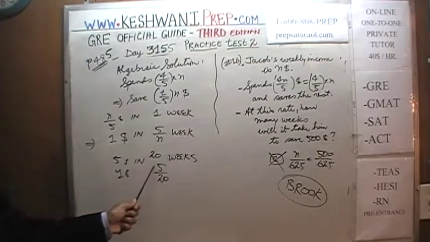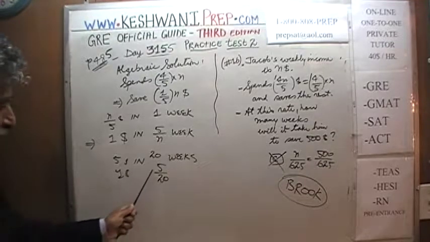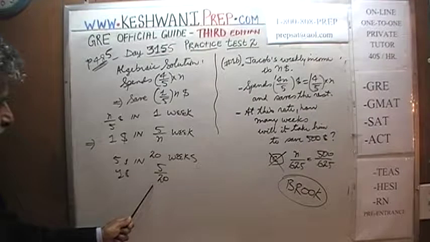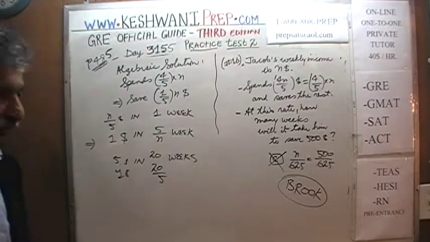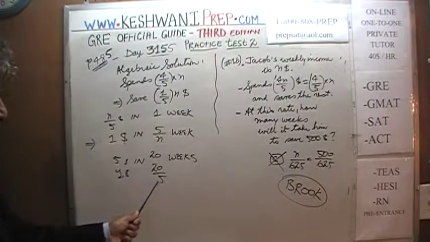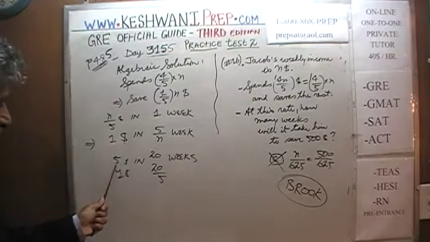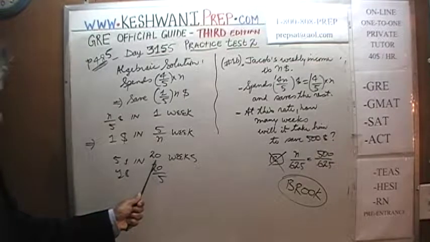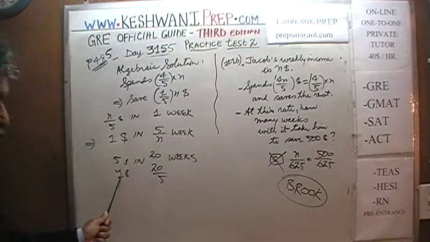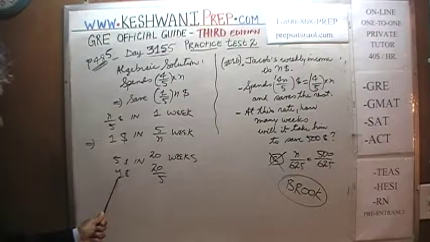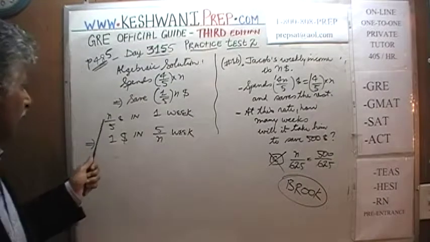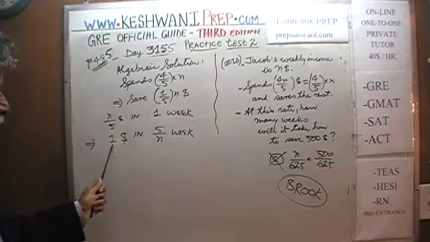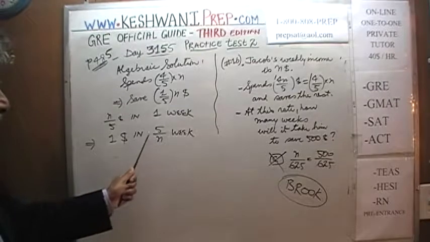If I save $5 in 20 weeks, then for me to save $1, the numbers have to change now, it will take 1/5 of the amount. Instead of 20 weeks, I should be able to save it in 4 weeks. Because I'm saving $5 in 20 weeks, if I just want to save $1 instead of $5, it should take me 1/5 of the amount. That's what this is. So, N over $5 in 1 week, that implies that the person should be able to save $1 in 5/N weeks.